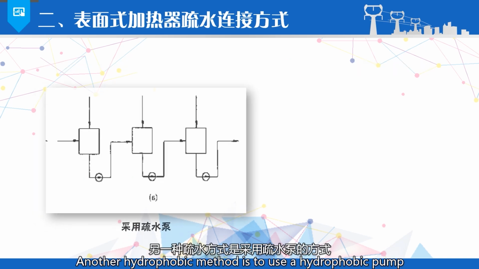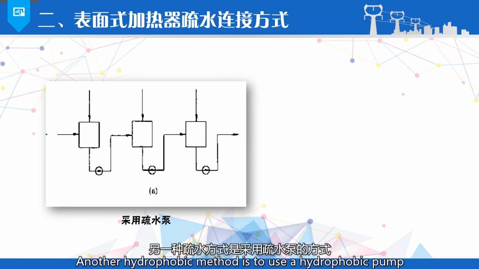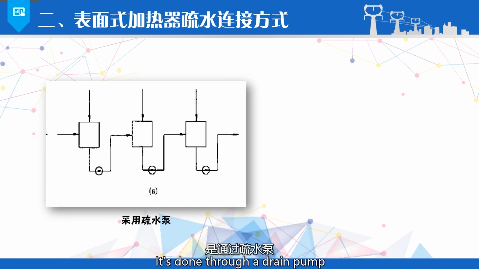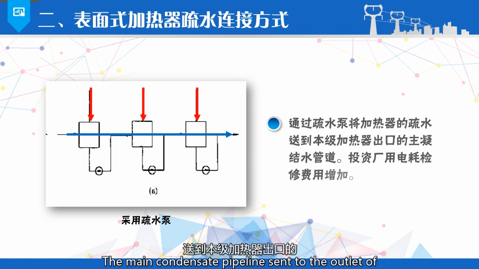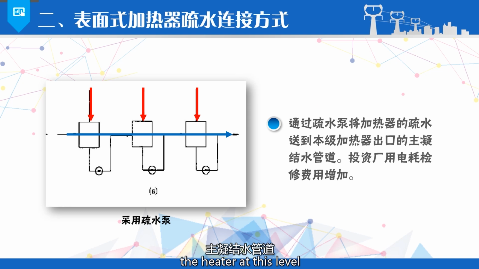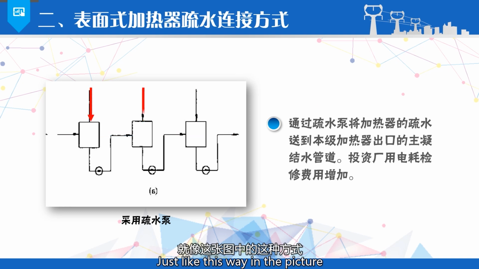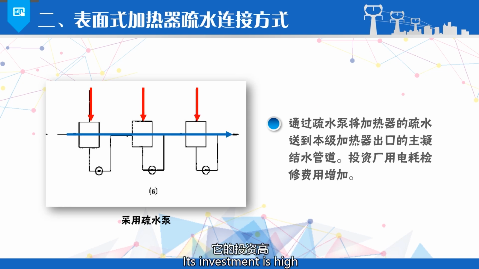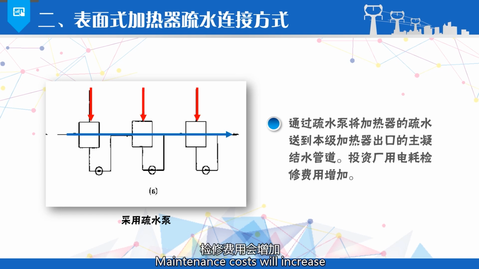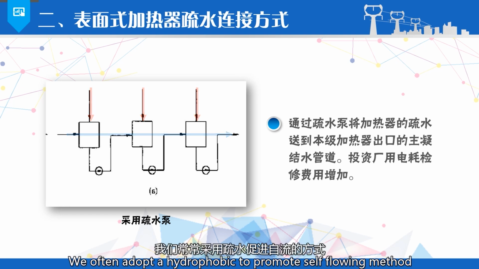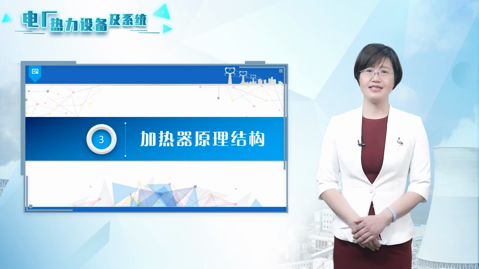Another drain method is to use a drain pump. In this way, the drain water is removed from the heater through a drain pump and sent to the main condensate pipeline at the outlet of the heater at this level, just like this way in the picture. Its investment is high, the electricity consumption will also be high, and maintenance costs will increase. We often adopt the stepwise self-flowing drain method.